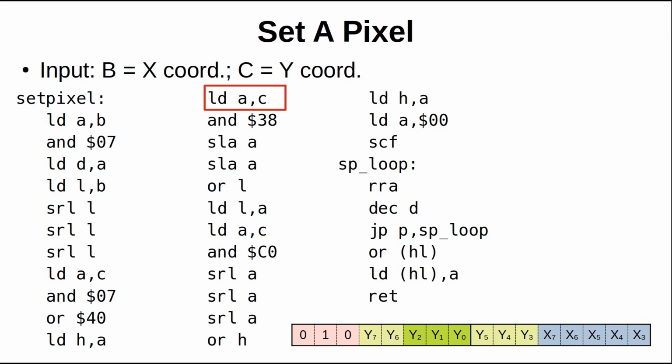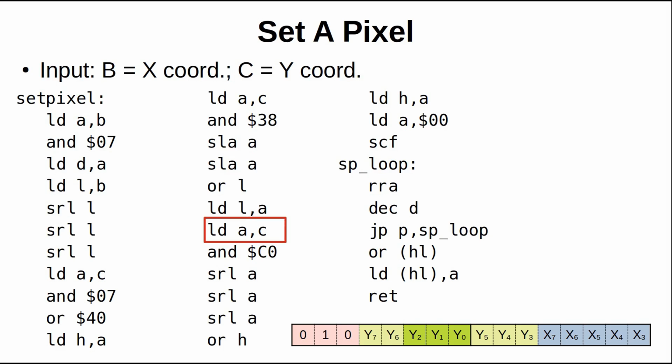We tackle the middle 3 this time, which we get by loading the Y coordinate back into A and then masking out those bits by ANDing with hex 38. We need to shift that 2 bits to the left to get that part all the way to the high end. Then OR it with the X coordinate bits we already have in the L register, which we then write back.